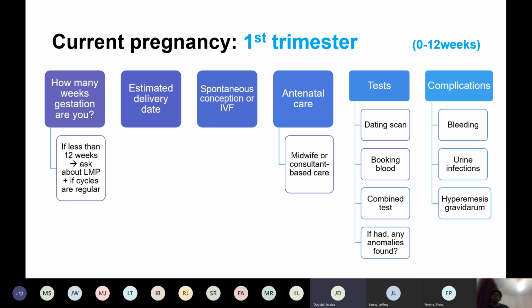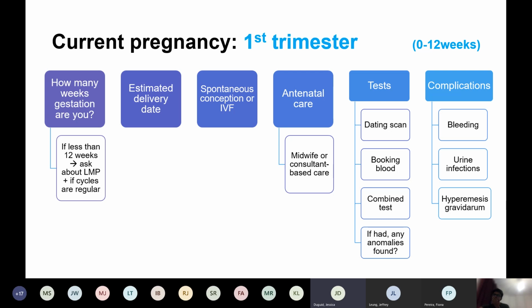And then the combined test. This is the test for Down syndrome, trisomy 18 and trisomy 13. It's normally done with the dating ultrasound scan, like part of that. You just want to ask about this and if they've had it done yet. And then you want to ask if any anomalies are found in any of these, because this could be a contribution to the presentation the woman's come in with.